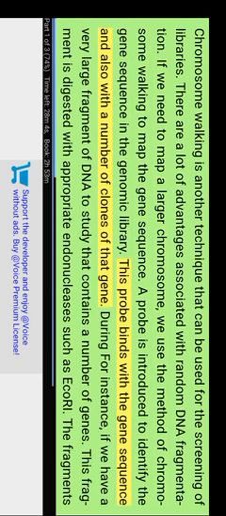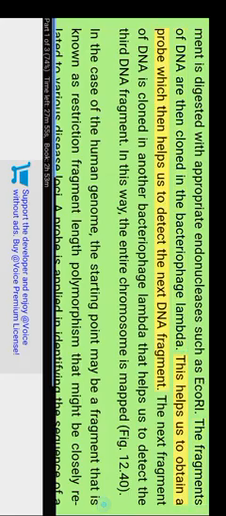This probe binds with the gene sequence and also with the number of clones of that gene. For instance, if we have a very large fragment of DNA to study that contains a number of genes, this fragment is digested with appropriate endonucleases such as E. coli. The fragments of DNA are then cloned in the bacteriophage lambda. This helps us to obtain a probe which then helps us to detect the next DNA fragment. The next fragment of DNA is cloned in another bacteriophage lambda that helps us to detect the third DNA fragment. In this way, the entire chromosome is mapped.